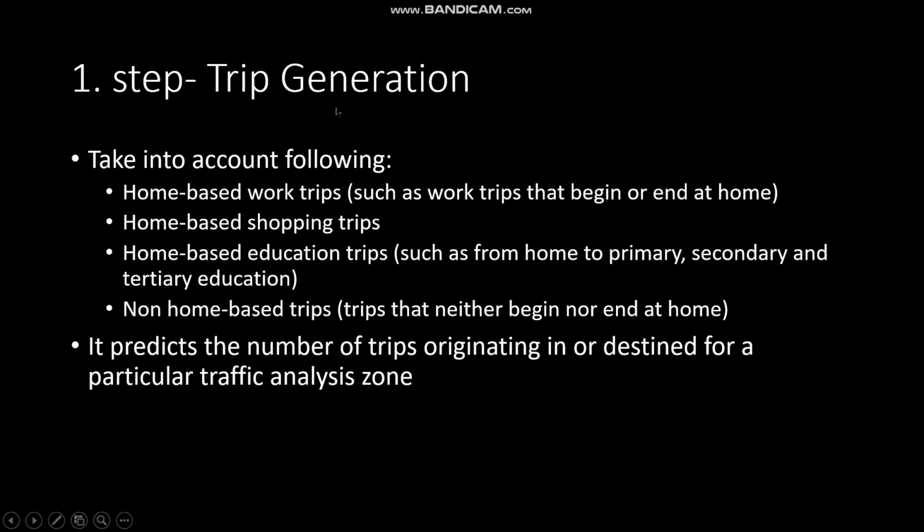In the first step, trip generation, they mostly take into account home-based work trips and home-based shopping trips, so from home to work or from home to shop, also home-based education trips or non-home-based trips. What we want to predict is the number of trips originating or destined for a particular traffic analysis zone. And I want to say again that for our project, the analysis zone is the area where the students live, that 1 square kilometer.